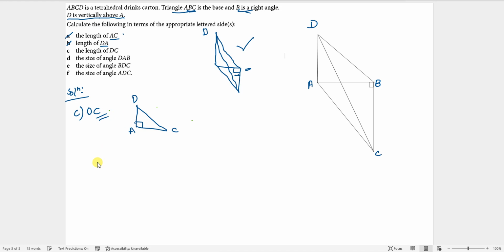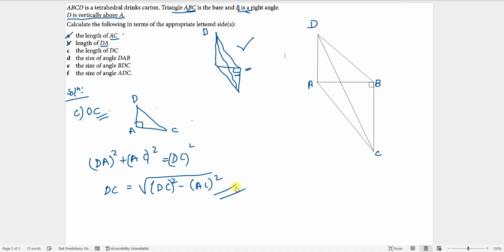So similarly, DA square plus AC square is equals to DC square. So we have DC is equals to, bracket, bracket, bracket. Do not forget the bracket. DC is equals to DC square minus AC square. Just use Pythagoras theorem. Okay, so we are done with C.